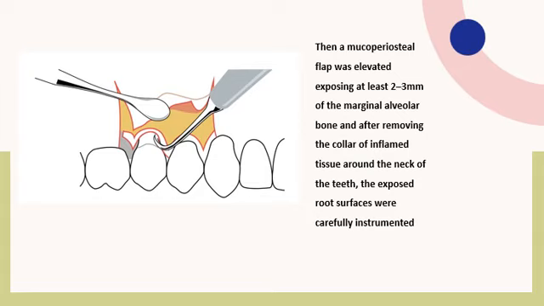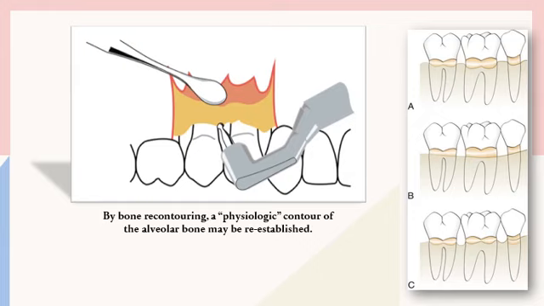After you've made the first incision, a mucoperiosteal flap is elevated to expose at least 2 to 3 mm of the marginal alveolar bone. Then we remove the collar of the inflamed tissue around the neck of the teeth so that we can expose the root surfaces. Then we carefully instrument the root surfaces.